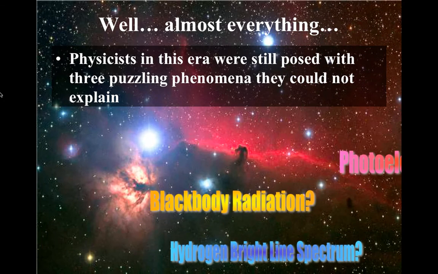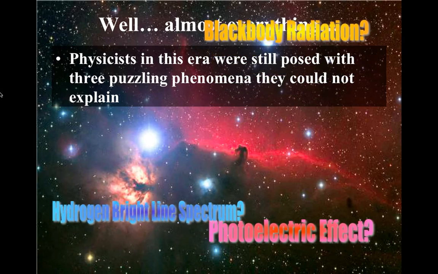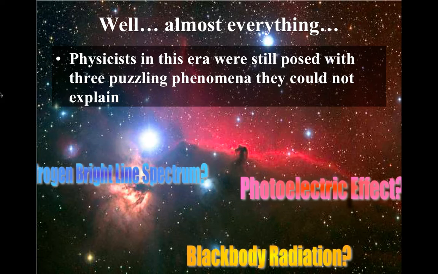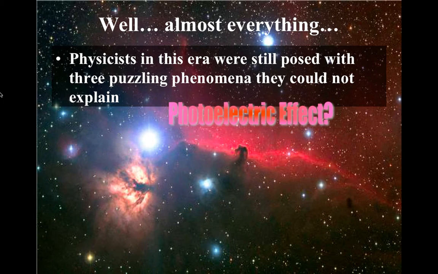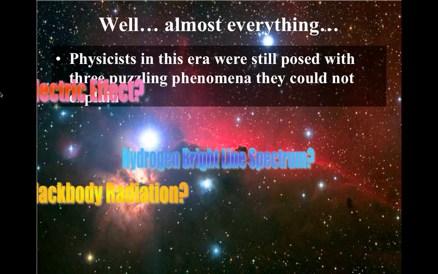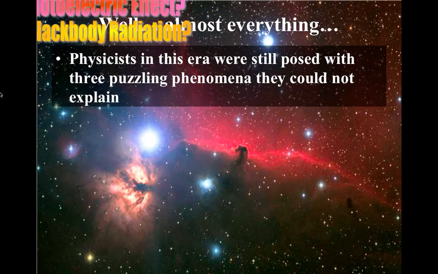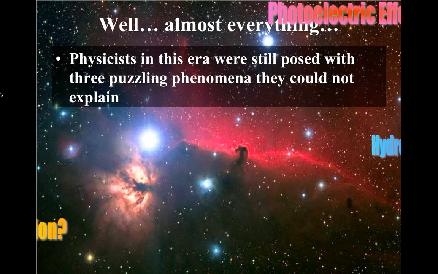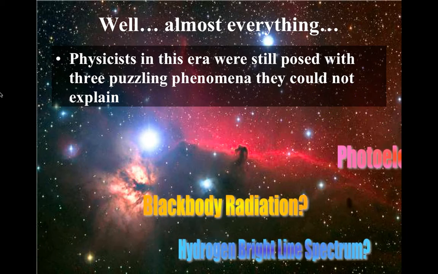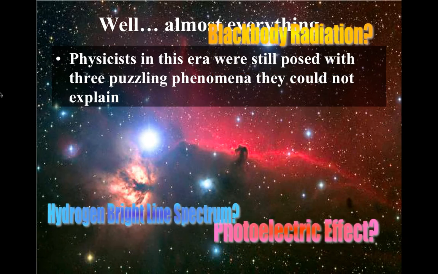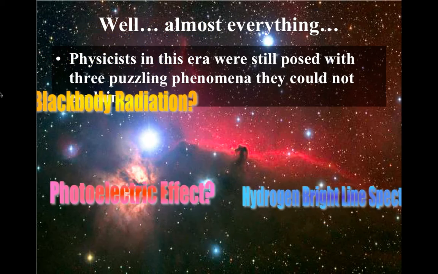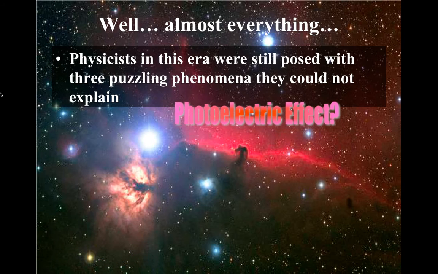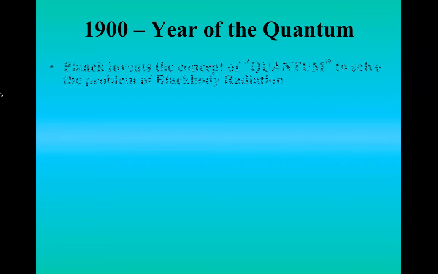Physicists in this particular era, up until this point of study, were still posed with three puzzling phenomena that they couldn't explain. One being the photoelectric effect, which we will discuss, the hydrogen bright line spectrum that we will also discuss, and black body radiation, which is very interesting. It's more of an advanced topic, but if you are interested in space or orbit or different satellite structures, you definitely will want to look a little bit further into that.